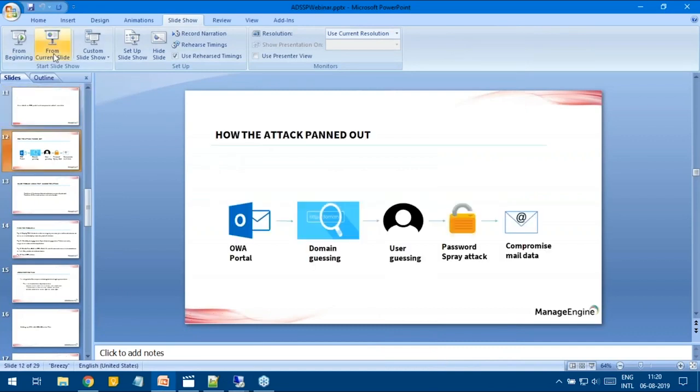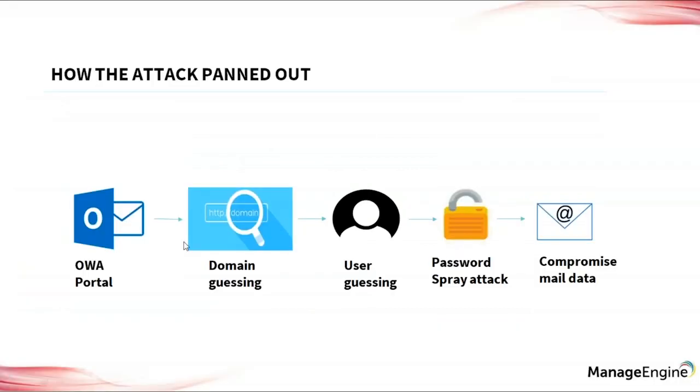So how did the attack pan out? We started off with basically no information, right? We didn't even know the domain name, right? So we started guessing the domain names. And once we found a valid domain, we started guessing a bunch of usernames, right? And once we found a valid user in that domain, we performed a password spray attack using a common password pattern like password at 123 or admin at 123, right? And once we found a valid user, we used that account to read through all the mails that are being sent within the organization, sensitive mail data that is being passed within the organization, right?